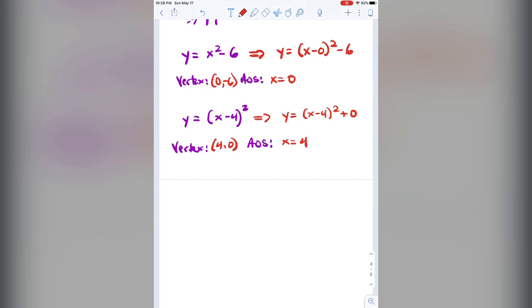So hopefully this helps you understand what vertex form is and what it looks like. Again, I would throw some of these in Desmos. You're not going to have to graph today, but just to understand these, throw these in Desmos and see what it looks like.